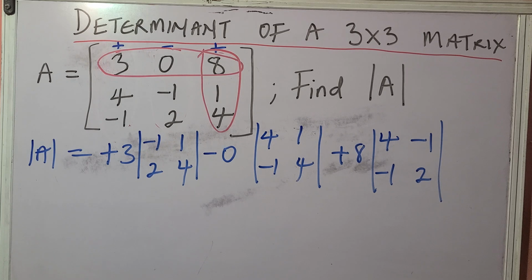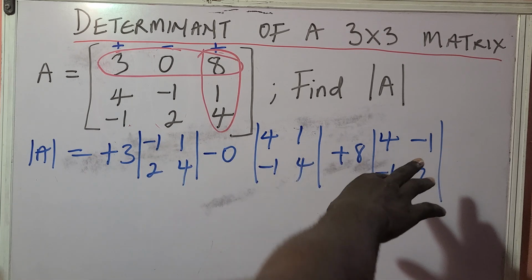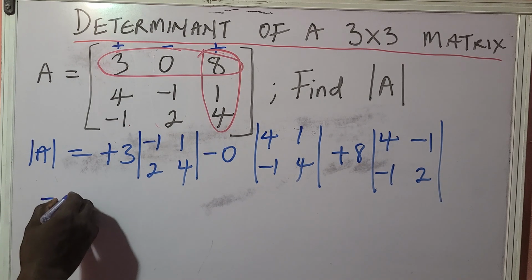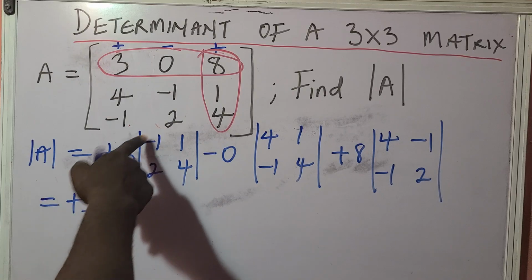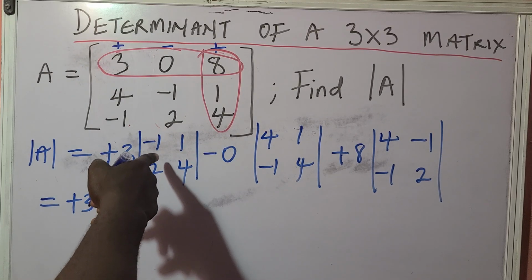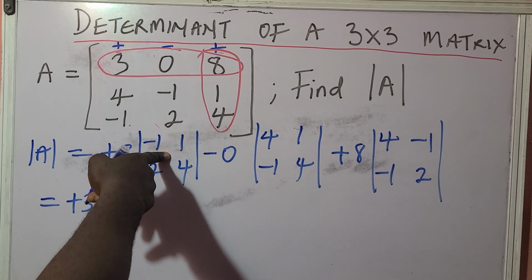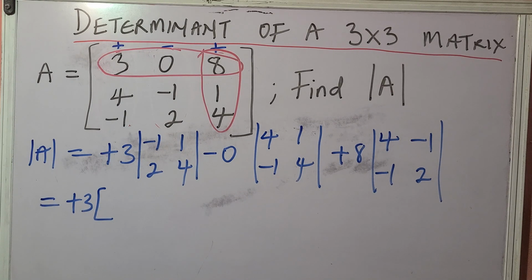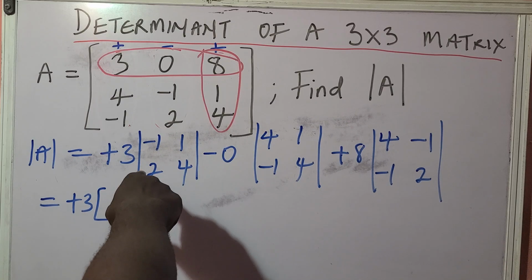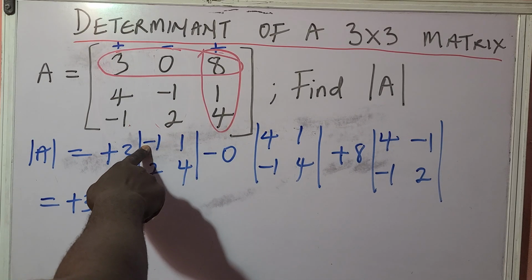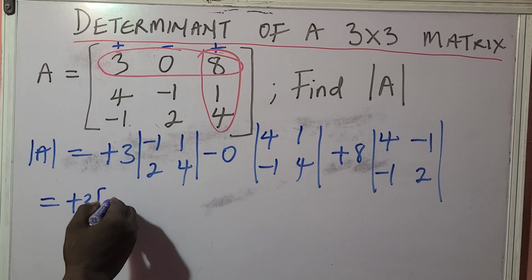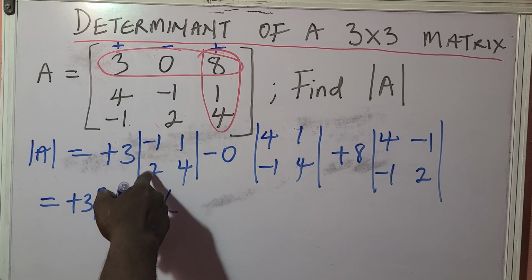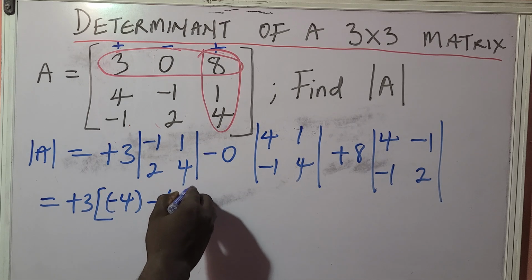So having done this, you can then go on to resolve this. All right, now we have plus 3. Then this obviously is telling you to find the determinant of whatever matrix you have in there. So to find the determinant of a 2 by 2 matrix, you go on to multiply the leading diagonal, then you subtract the other diagonal. That will be minus 1 times 4, that will be minus 4, minus 2 times 1. That will be 2.